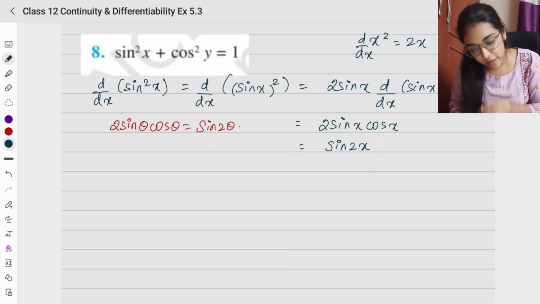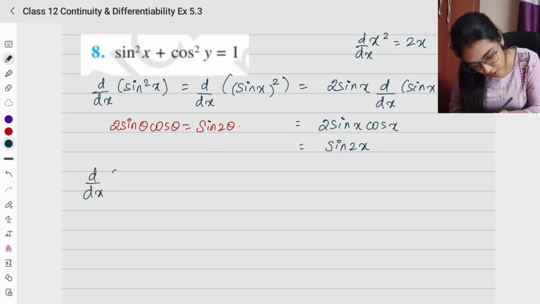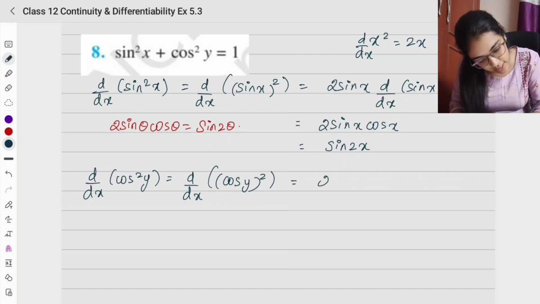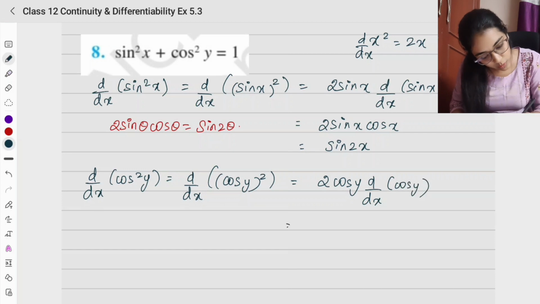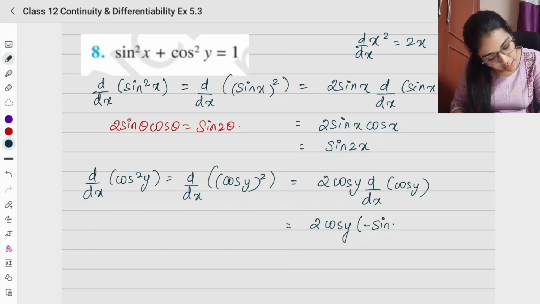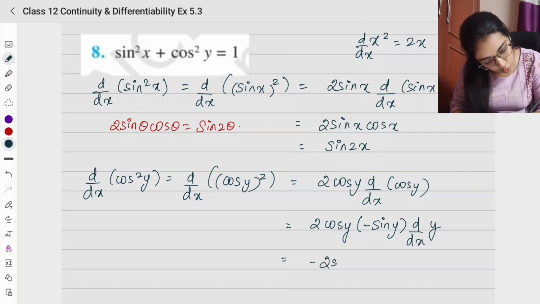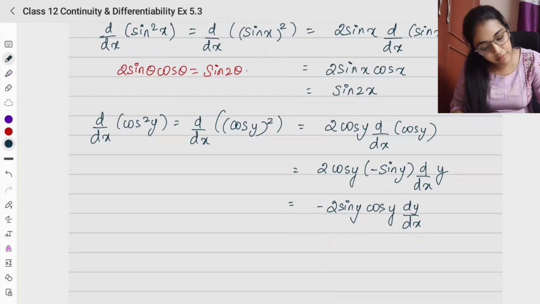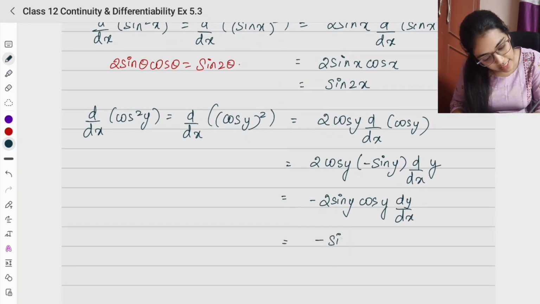Okay. Now, what is my next function? d by dx of cos square y. I can rewrite this as d by dx of cos y the whole square. So, this is 2 cos y times d by dx of cos y. Now, 2 cos y times the derivative of cos y, which is minus sin y. But remember the variable is y. So, d by dx of y. So, what do we have here? Minus 2 sin y cos y dy by dx. Again, minus 2 sin theta cos theta is going to be minus sin 2 theta, which is sin 2y dy divided by dx.